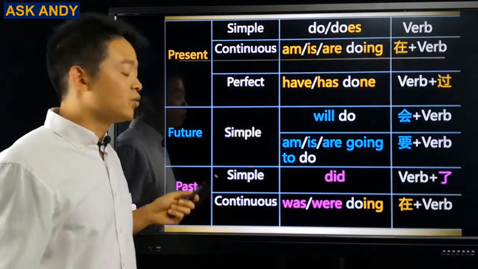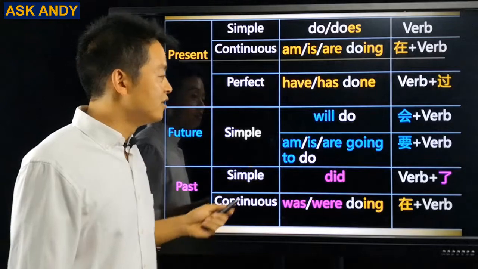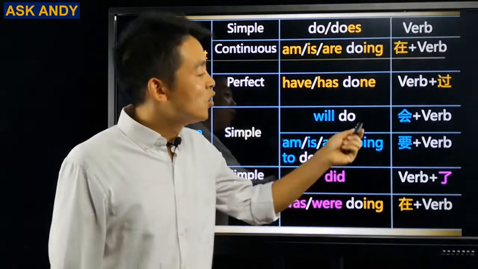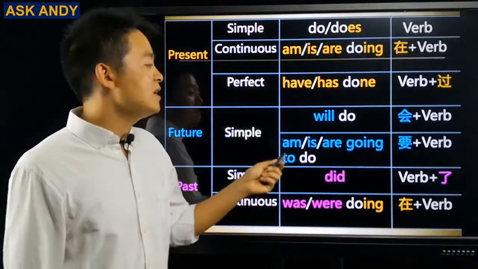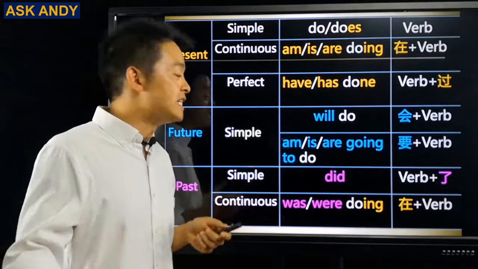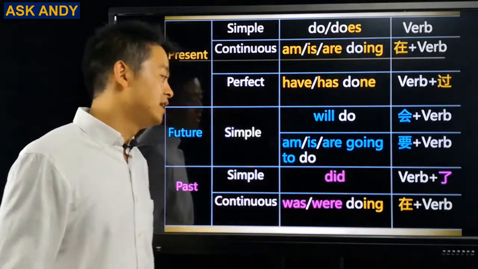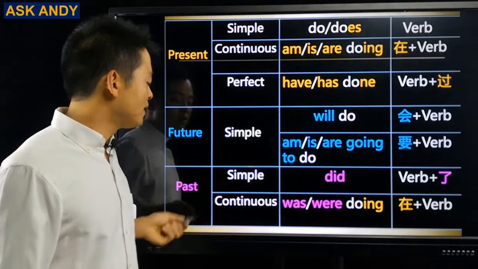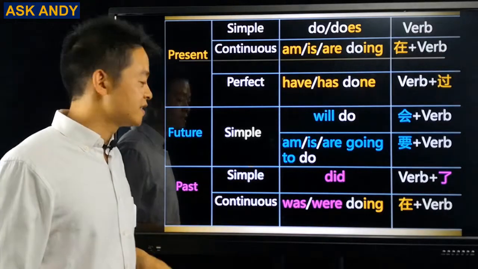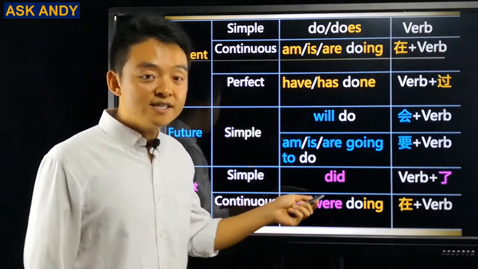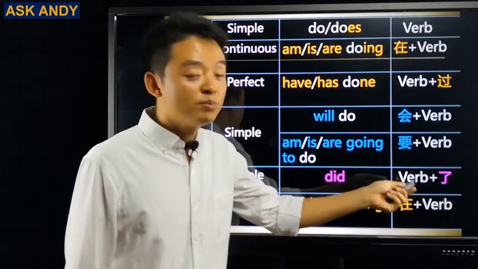And for future tense, we only have simple future tense here. Will do in Chinese, it is 会 plus verb. Am, is, are, going to do in Chinese, it is 要 plus verb. And for past tense, we have simple past tense and past continuous tense. For simple past tense, did, what we do is, we have a verb plus le.